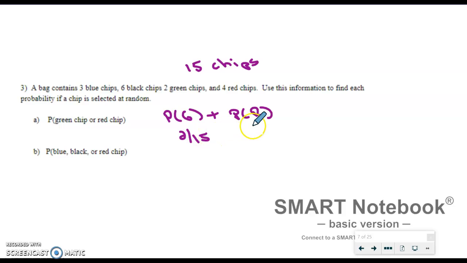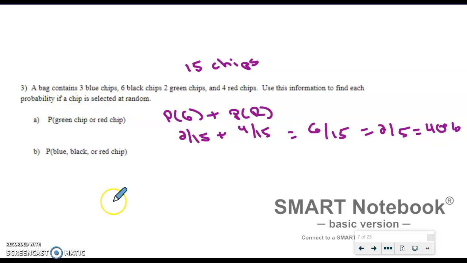Now, what is the probability that it's red? How many red chips do I have in my bag? It looks like I have 4 of them, so 4 over 15. So I'm just going to add those two outcomes together, and I get 6 over 15. 2 plus 4 is 6, and they have a common denominator, so it's 6 out of 15. Now, if I wanted to simplify it, which I do, I get 2/5. And that is the same thing as 40%. There's a 40% chance that I could get a green or a red chip.